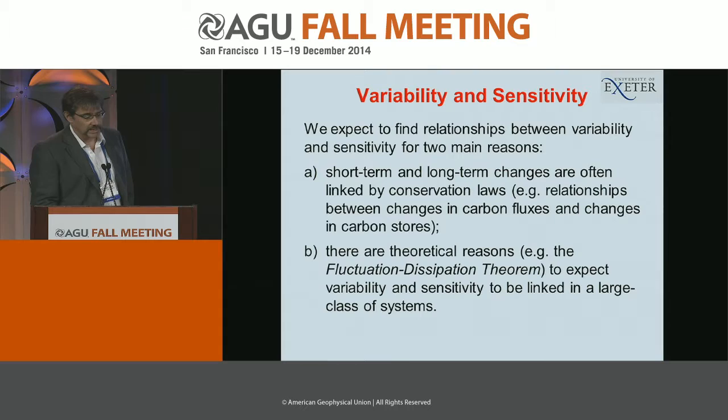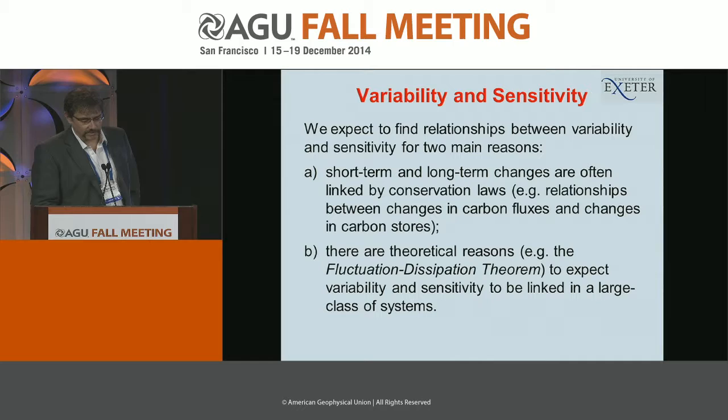And then there are deeper theoretical reasons that physicists talk of, and this is what Einstein got his Nobel Prize for, not relativity, but this sort of stuff: the relationship between fluctuations and sensitivity through things like the fluctuation dissipation theorem. Now, there are lots of caveats about how you apply this, but I'm using it as a motivation for what I'm trying to do.